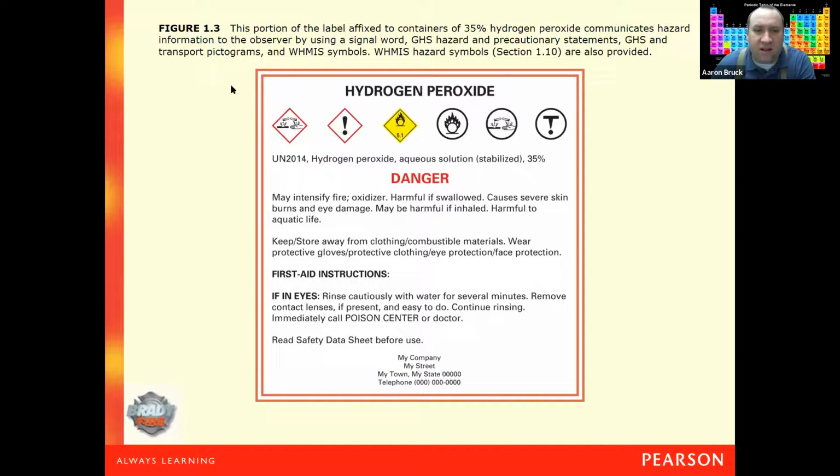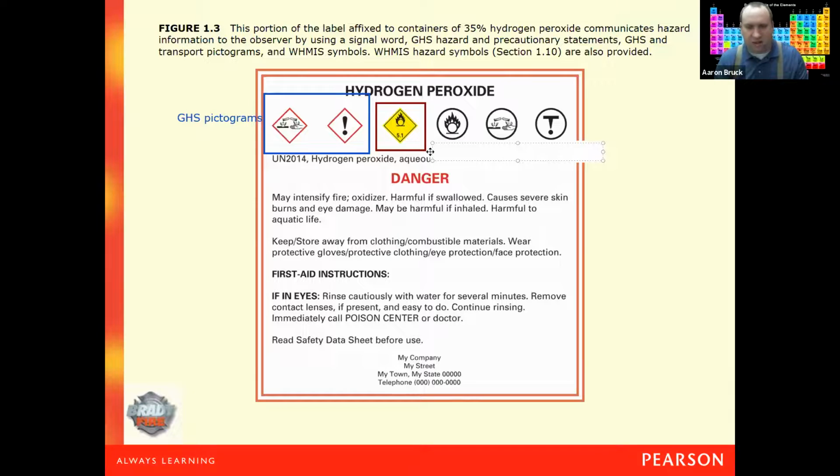So what we can see here in this placard, in this warning label itself, there are a couple of key areas that we want to highlight. So first of all, we see a number of different pictograms here. This one that I've outlined in blue here, these are GHS, Global Harmonized System pictograms. The one here that is outlined in dark red, this is a DOT, Department of Transportation placard.